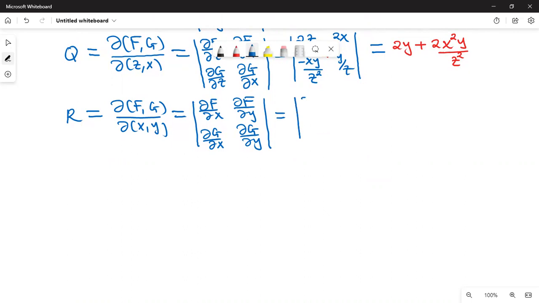Partial f with respect to x, that was 2x. F with respect to y, that is 2y. G with respect to x, that was y over z. And g with respect to y was x over z. If we multiply, we start with the leading diagonal, then the other one. So when you multiply, leading diagonal will give us 2x squared over z, then minus the other product, that will be 2y squared over z.